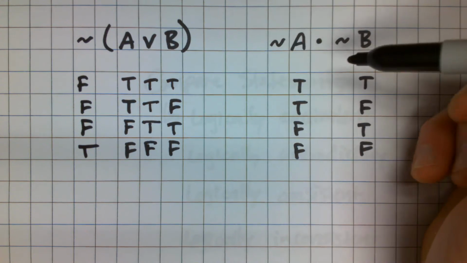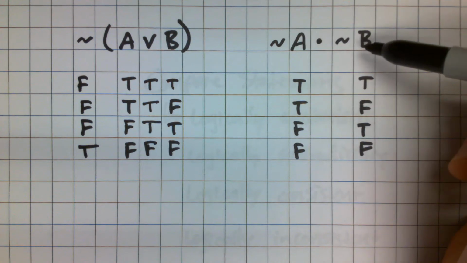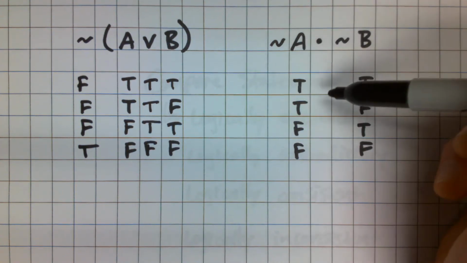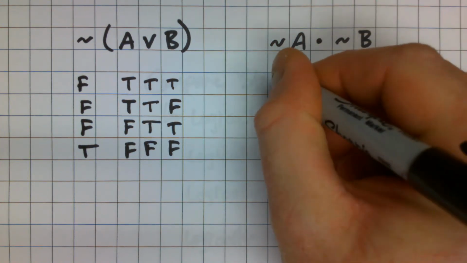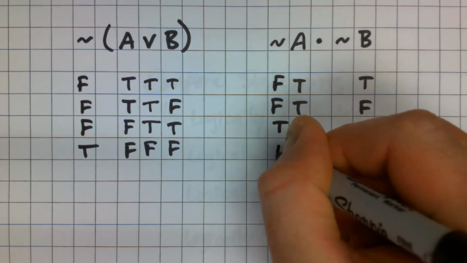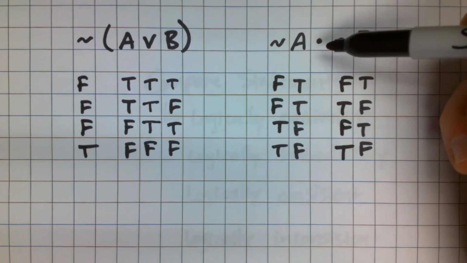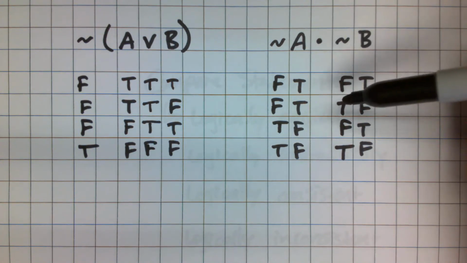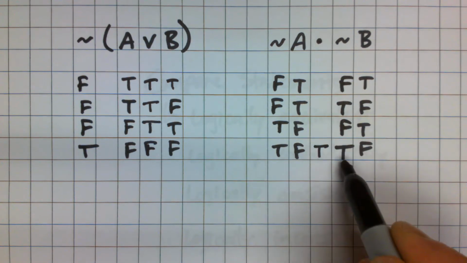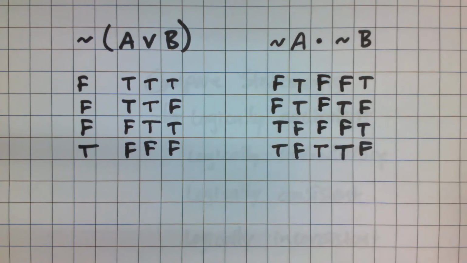Now I'm going to go over to my second proposition. This is a conjunction of 2 negations. So I have to start by doing my negations and then end by doing the column under the conjunction. So trues become falses and falses become trues. And then a conjunction is true only when both conjuncts are true. So in this case, because not A is true and not B is true, but in all other cases, it is false.